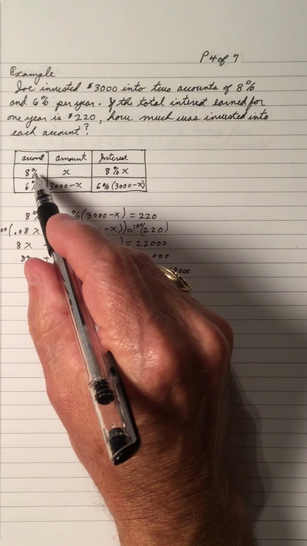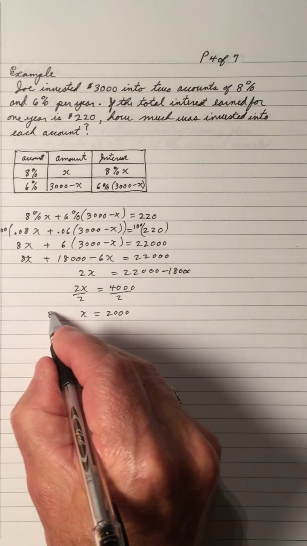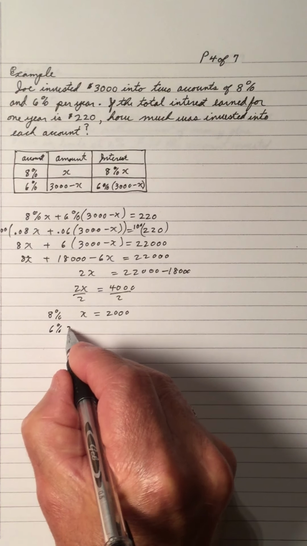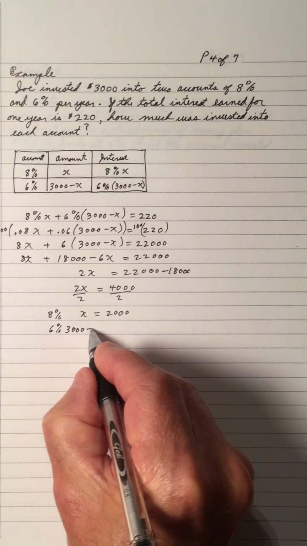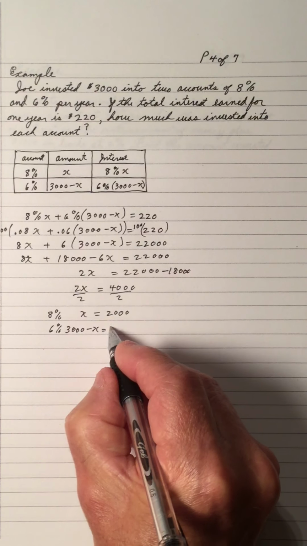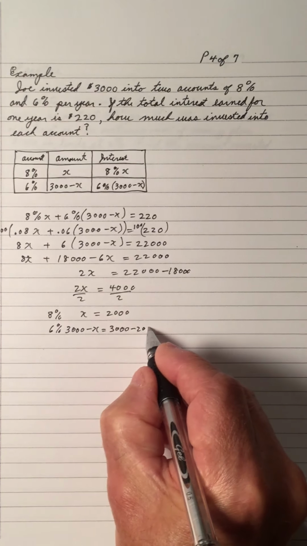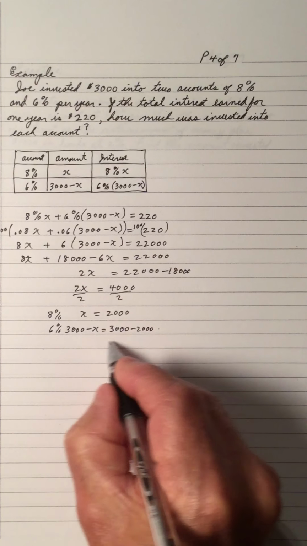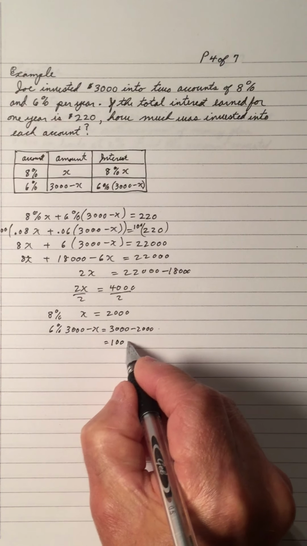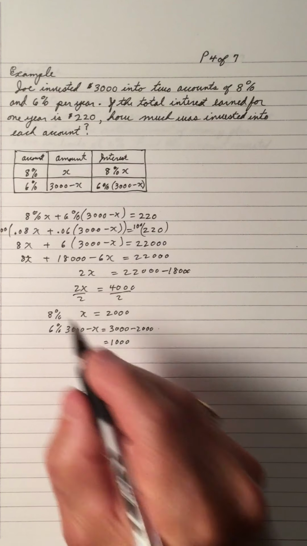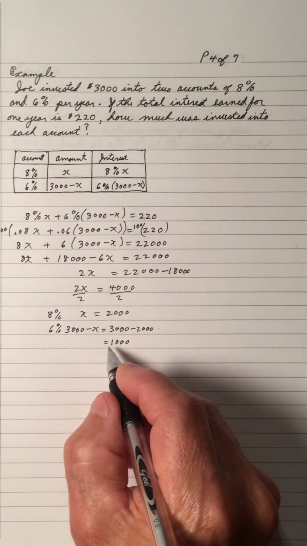And the x is 8%, so just keep track, that's the 8% there. The 6% is 3,000 minus x. 3,000 minus 2,000 gives us 1,000. So we have $2,000 at 8%, and at 6% we have 1,000.